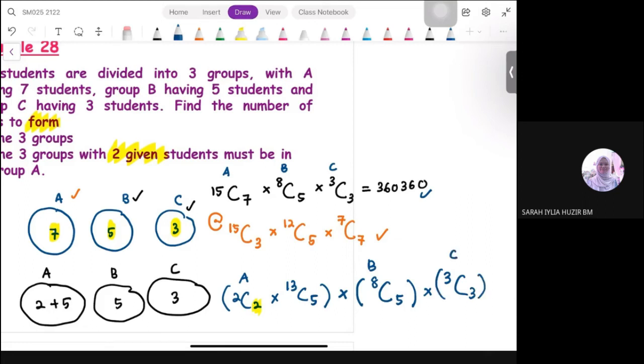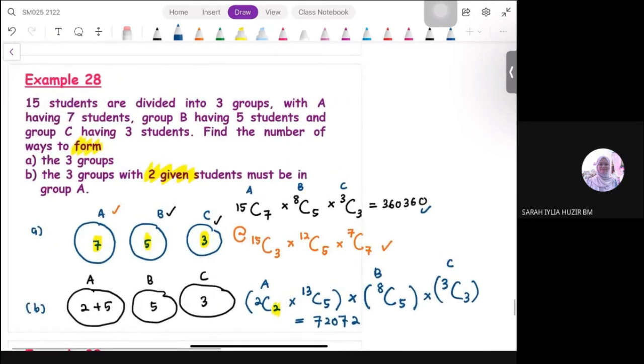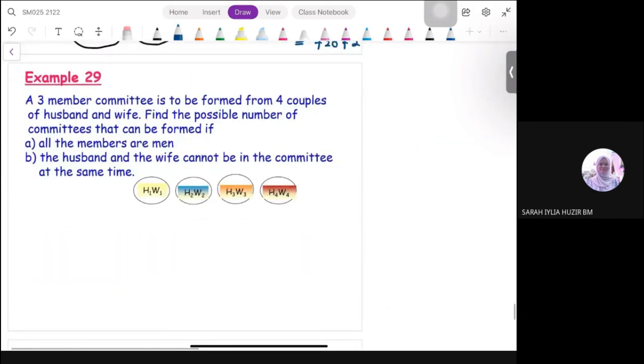For this process, we still use multiplication because it's still the same case. Okay, so kita akan dapat jawapan kat sini. Our final answer would be 72072. Okay. Alright, so careful with particular student, two given student, yang tu kita kena hati-hati sikit lah calculation dia. Alright, settle. Moving on. Next one.